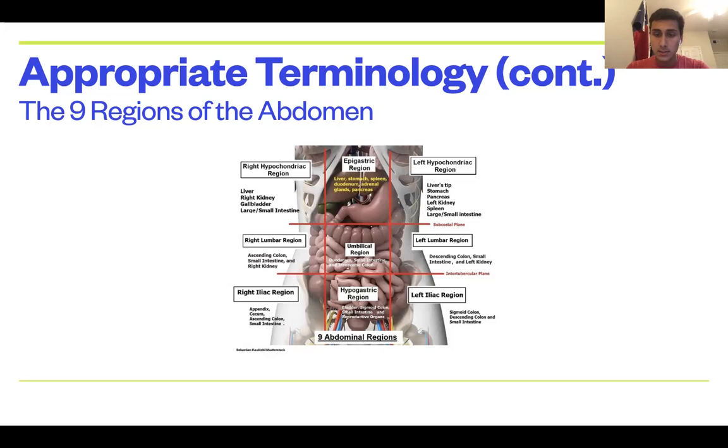These are vital to know because looking at a patient's stomach, we can't really see the organs because of the skin, because of the fat in front of it. And so it's vital to know that for example, the sigmoid colon is in the left iliac region, or the right kidney being in the right hypochondriac region. As a health professional, it just makes your life a whole lot easier knowing these 9 regions and the organs that are located inside of each.